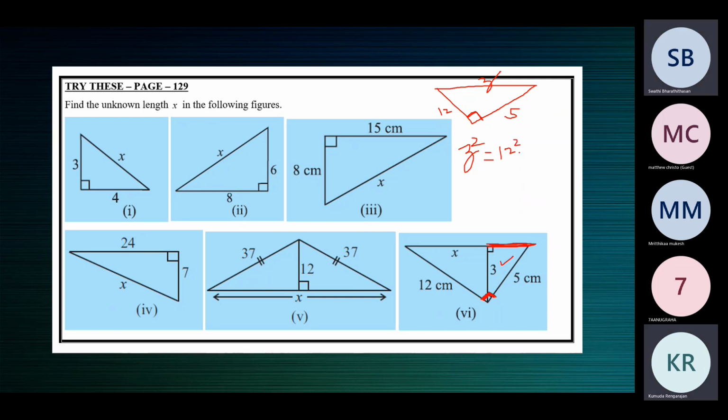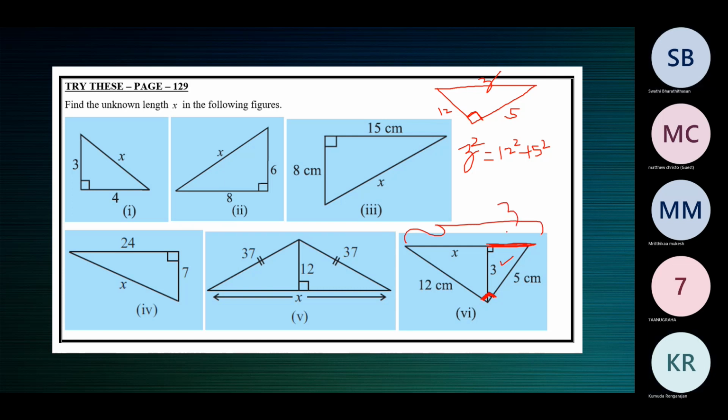12 square plus 5 square. Yeah, because opposite to the right angle is Z. This full thing is Z. This one alone is Y.